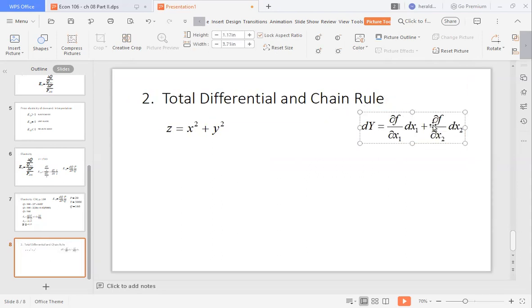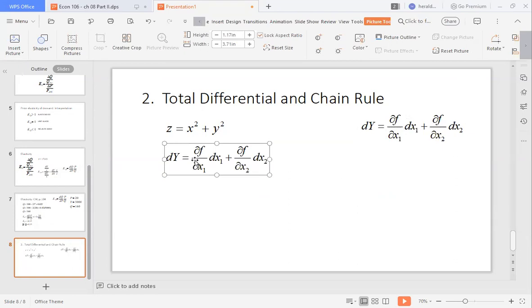Okay, so use this one. So this would be dz, partial f partial x, and this would be dx, and also partial f partial y. This would be dy.